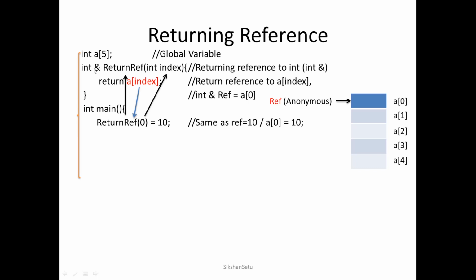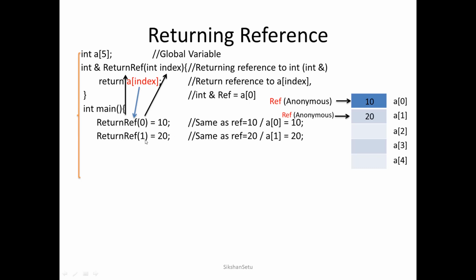So when this is going to return, one reference will be created here, but with no name, since I have not specified any name, so that ref will be anonymous. Okay. Now, the value assigned to a of 0 will be 10, because we have written equals to 10.